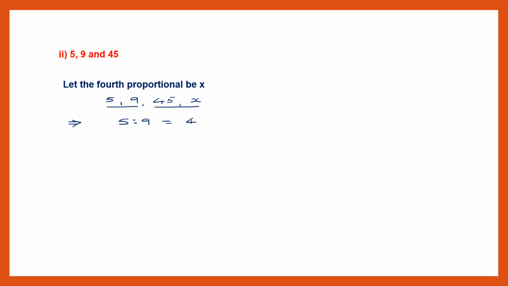So here we've been given 3 terms, 5, 9 and 45, and we've been asked to find the fourth proportional. So let the fourth proportional be x. So we're going to write these 4, that is 5, 9, 45 and x. Now let's take the first 2 and make the first ratio. So this will be 5 is to 9, and that is equal to the next 2 terms, and that will be the next ratio, 45 is to x.